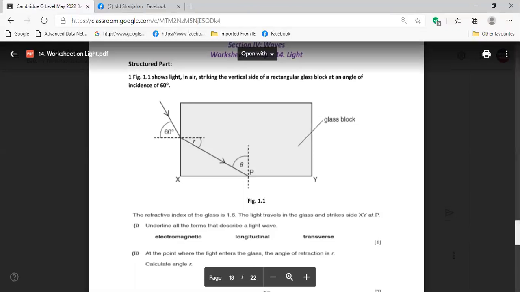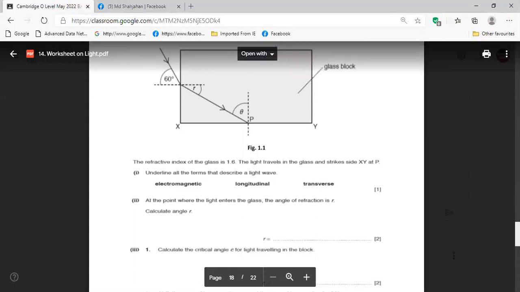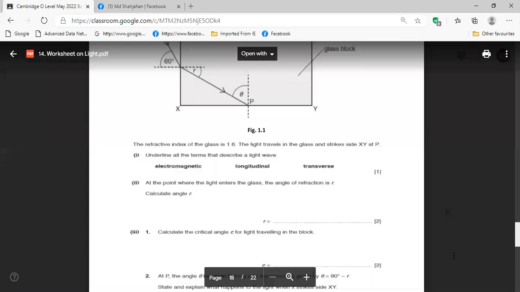Then part two. Can you read, Farabi? Yes, sir, I'm reading. At the point where the light enters the glass, the angle of refraction is R. Calculate angle R. So they are asking you to calculate. Which formula will you use, Farabi?